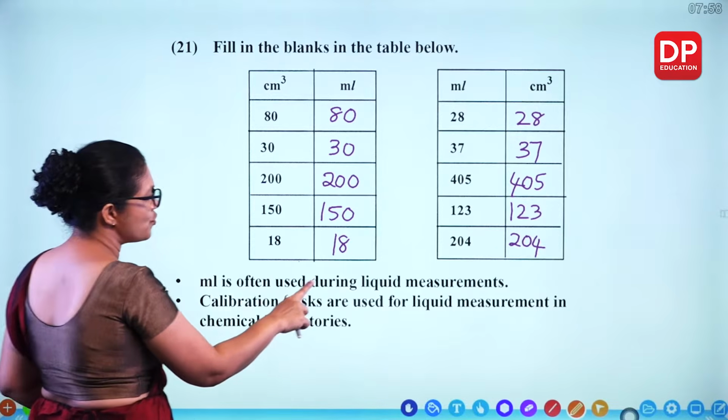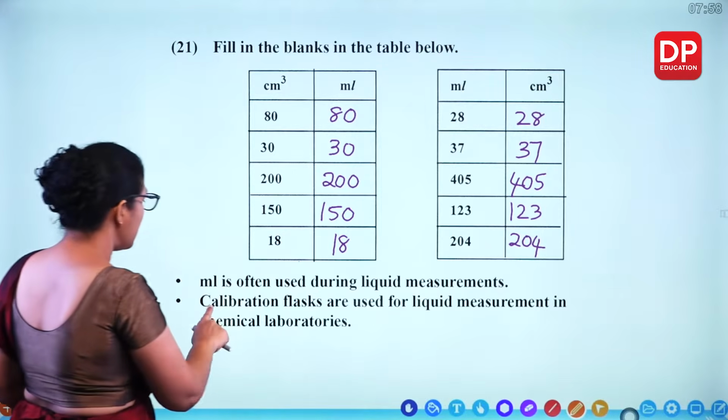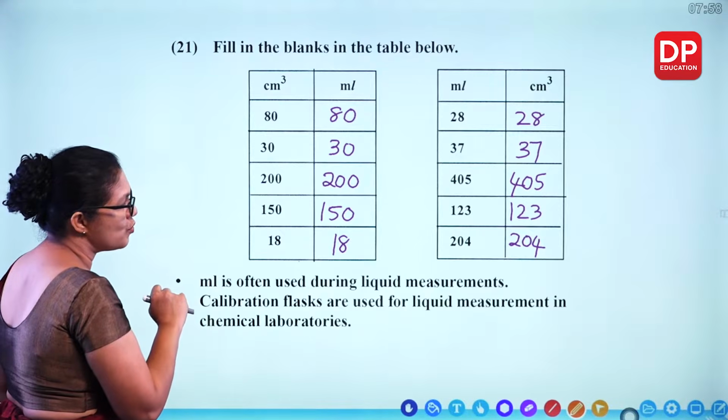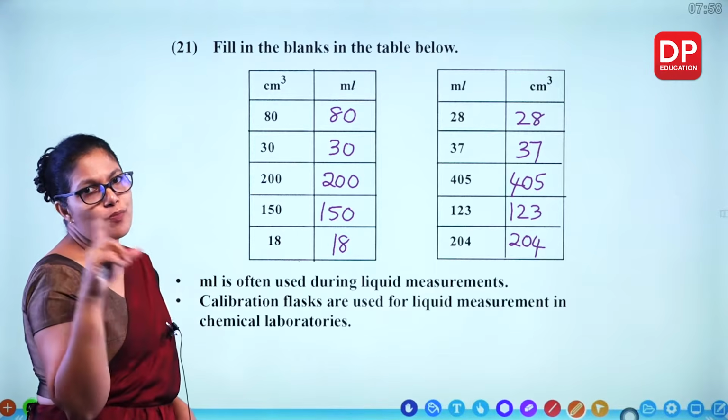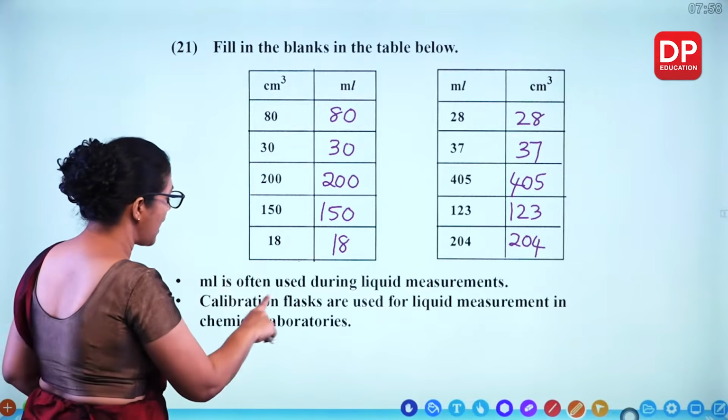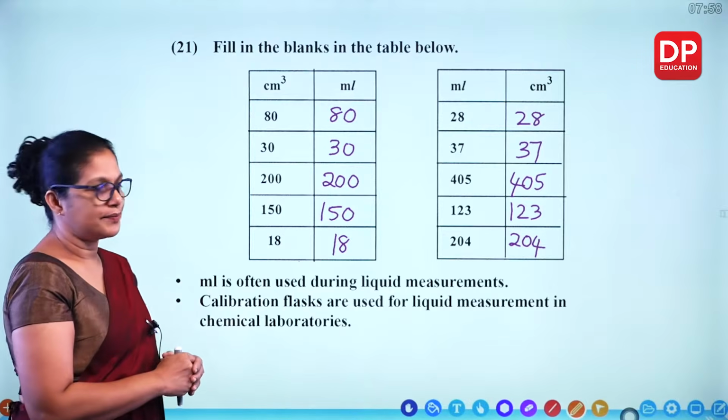Milliliter is often used during liquid measurements. Calibration flasks are used for liquid measurement in chemical laboratories. To measure liquid, we use a calibration flask.